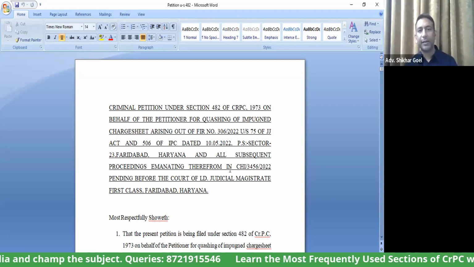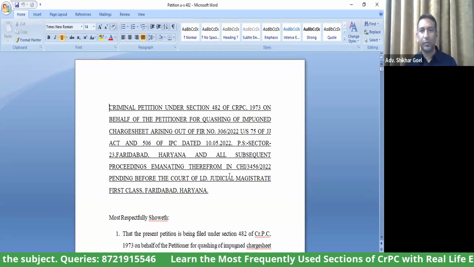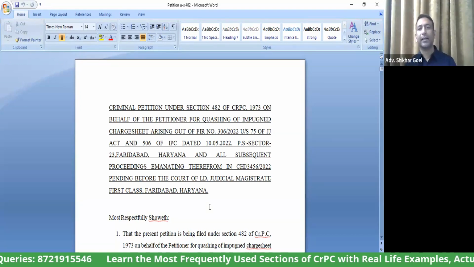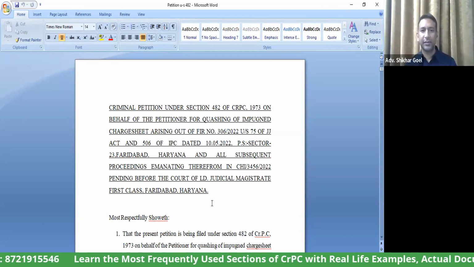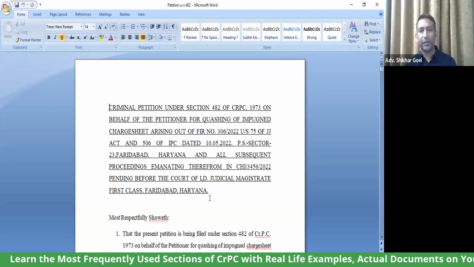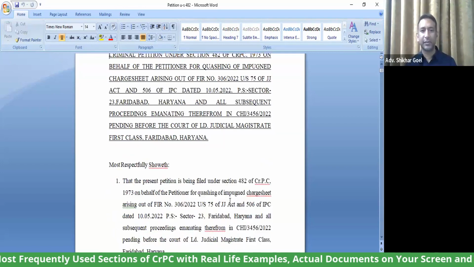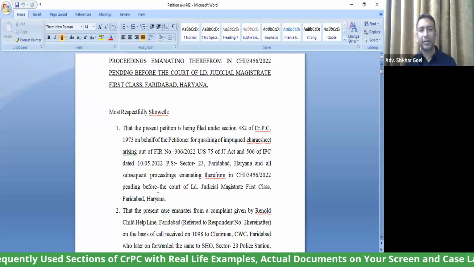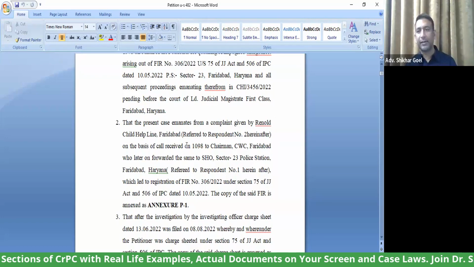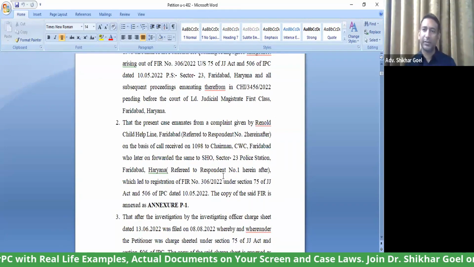Okay, criminal petition under section 482 of CrPC on behalf of the petitioner for quashing of impugned charge sheet arising out of FIR number so and so under the Juvenile Justice Act and 506 IPC dated so and so, sector so and so, and all subsequent proceedings emanating therefrom in CHI number so and so pending before the learned court of Judicial Magistrate First Class blah blah blah. आप उसको repeat कर दोगे, फिर आप बोलोगे कि how did the criminal machinery or motion get set into motion on the complaint of so and so person.